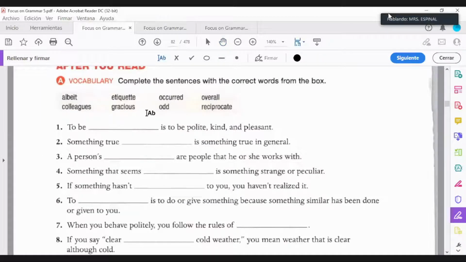Ustedes son malos, me vieron aquella vez batallando y no me dijeron nada de esto. Number 1. To be is polite, kind, and pleasant. Etiquette? Etiquette. Gracious. Okay.